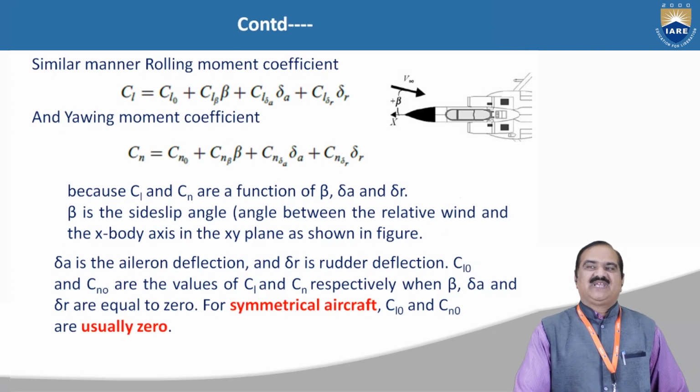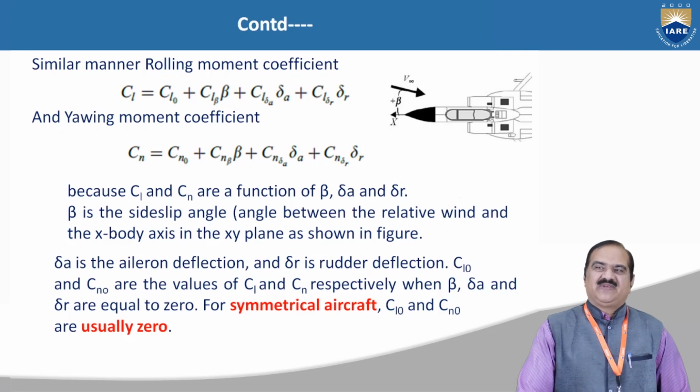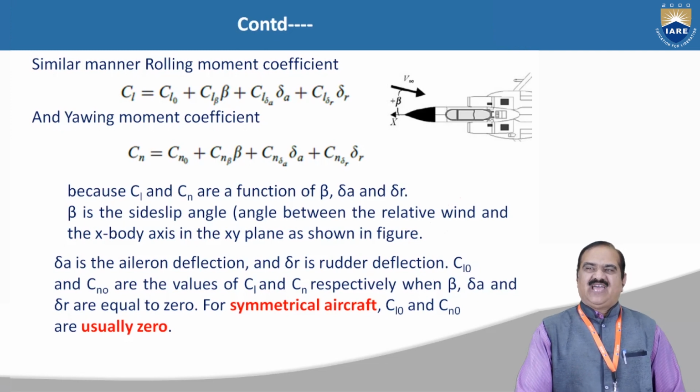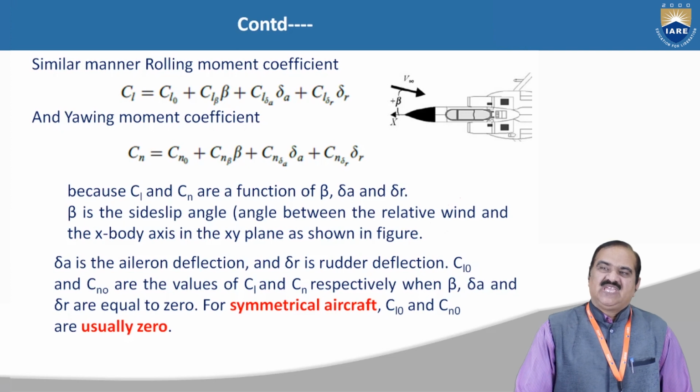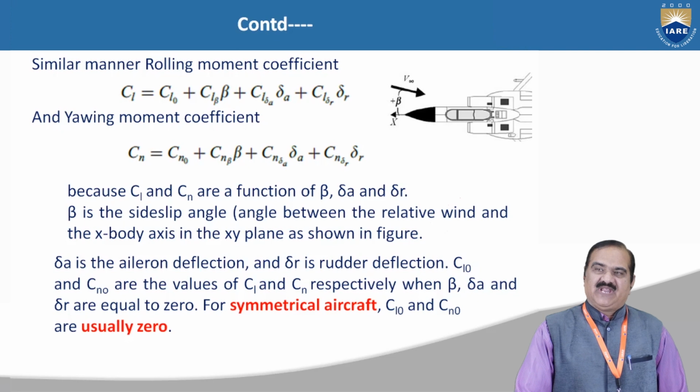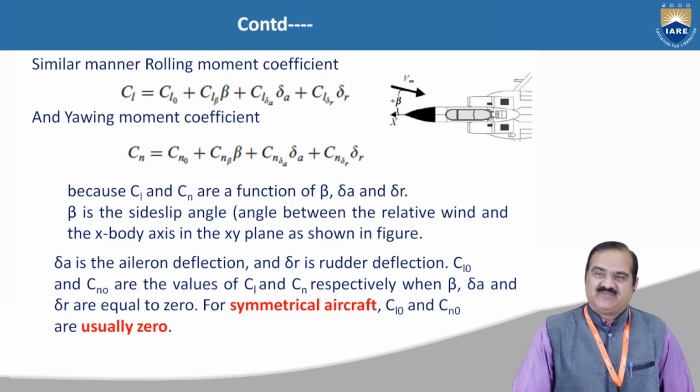I have just explained beta here, because beta is the sideslip angle, and this sideslip angle is the angle between the relative wind and the X body axis in the XY plane, as shown in the figure. You can see in the diagram that if the aircraft is flying in the X direction and it moves towards the right, then it is called plus beta. So the angle between the relative wind and the axis of the aircraft in the horizontal plane is called plus beta.